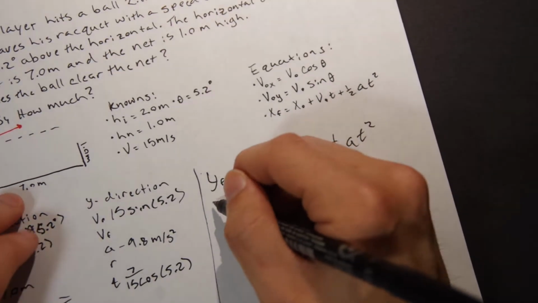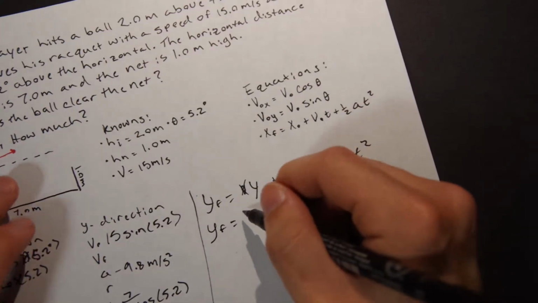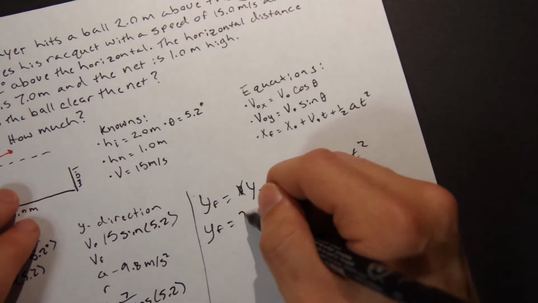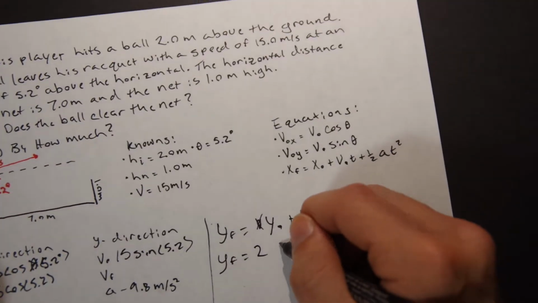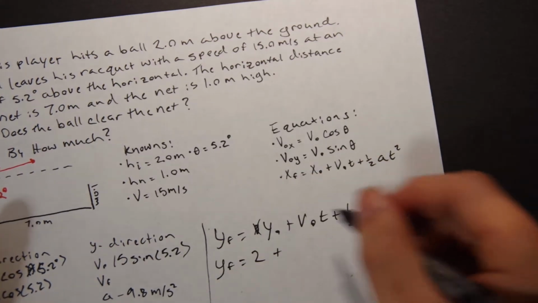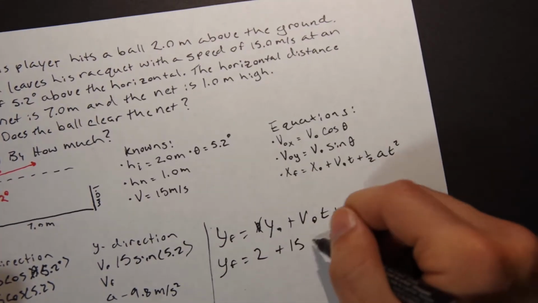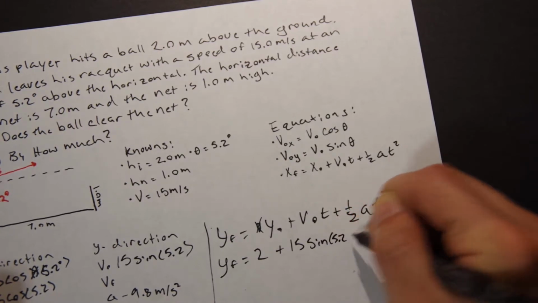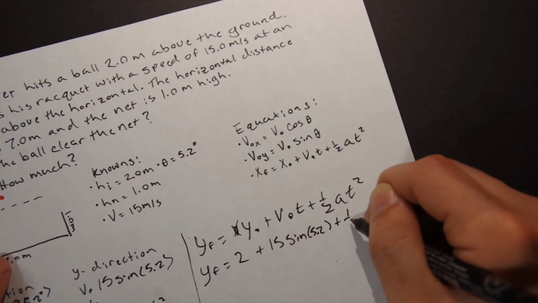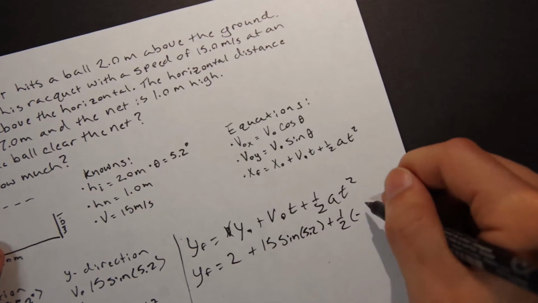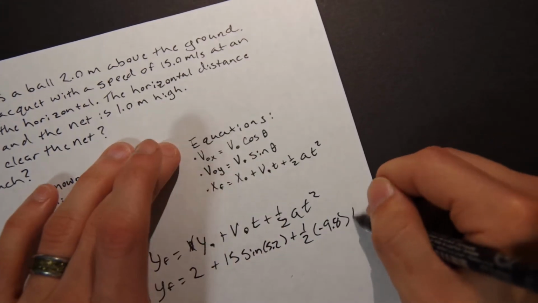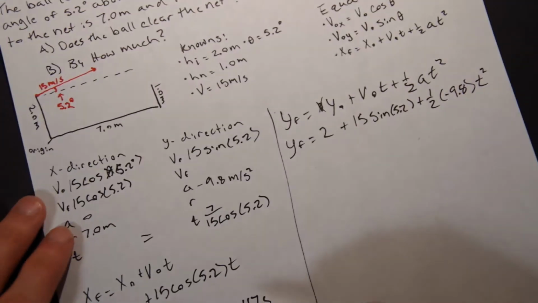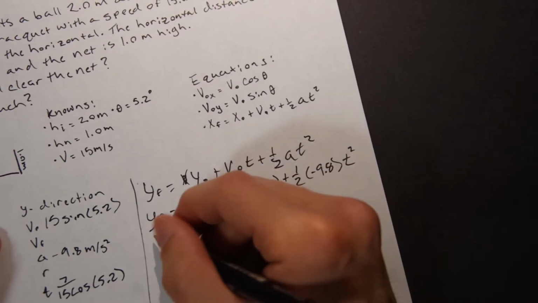So we have y final equals 2 meters, since it's starting back up here from the point where the ball is impacted, plus v naught, which we said was 15 sine 5.2, plus 1/2 acceleration due to gravity, which is negative 9.8, and then we have our t squared, which I'm just going to label t here, but it's equal to this down here. Okay, so we'll fill that in a second since I'm running out of room.